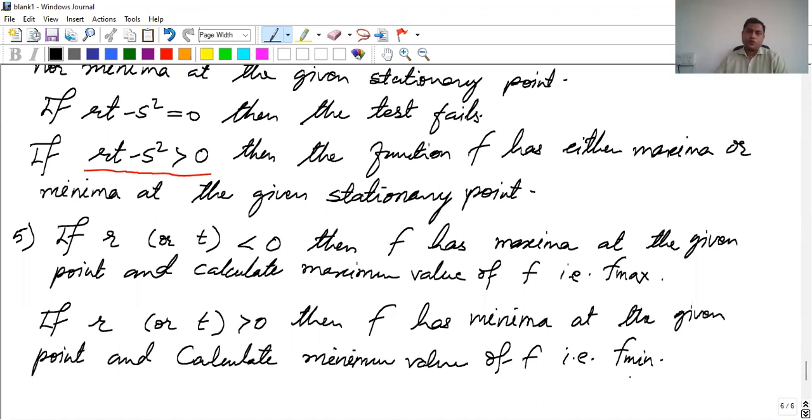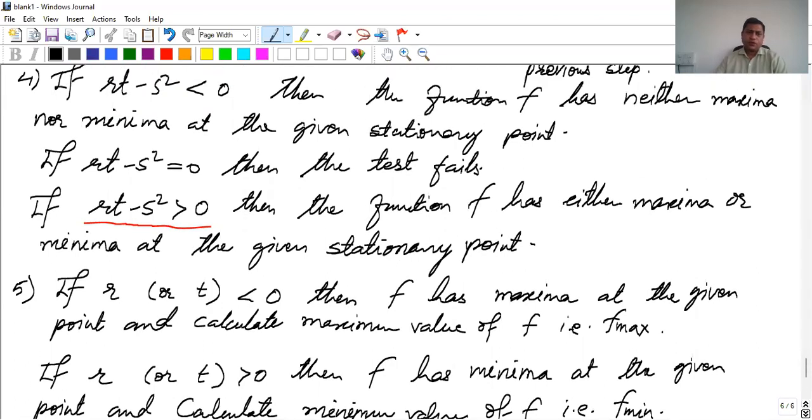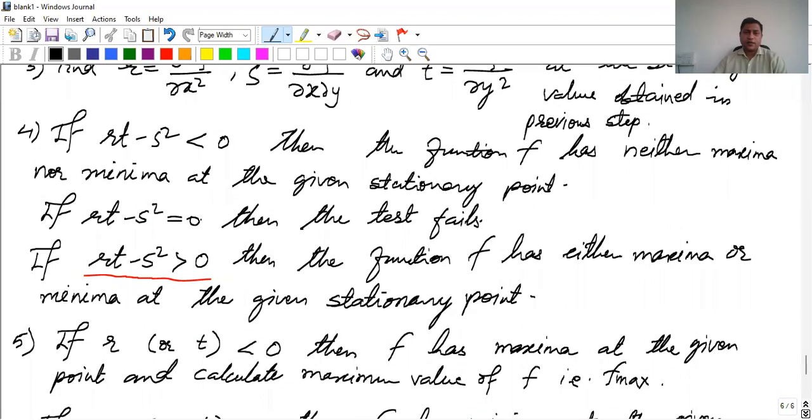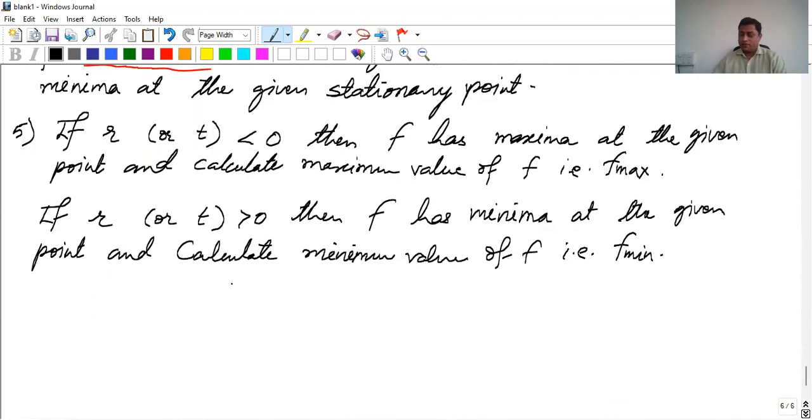Okay. So now here what we tested is whether the function has maxima or minima. If the function has no maxima, no minima, then we cannot find. And if RT minus S square is going to be 0, then the test fails. We cannot test. We need to go to the fourth order derivative. If RT minus S square is greater than 0, then there is the possibility of having the maxima and minima. So we calculate the maxima and minima.